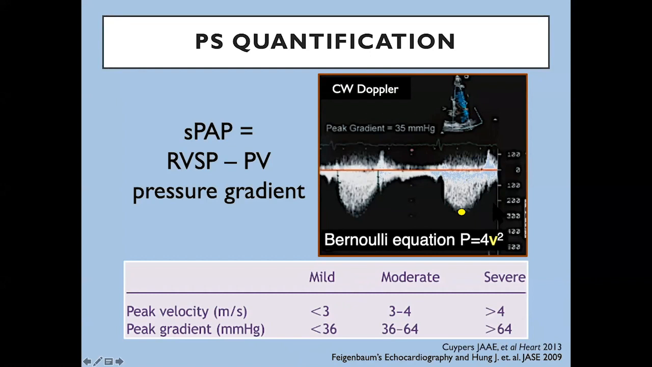Now, this is a classic question. It is something that we should all know how to do. Remember that systolic PA pressure is equal to the RV systolic pressure if there is no pulmonary stenosis. However, if you have pulmonary stenosis or subvalvular stenosis or so forth, you need to subtract that gradient from the right ventricular systolic pressure in order to calculate your systolic PA pressure. And this is a very common question on the exam.